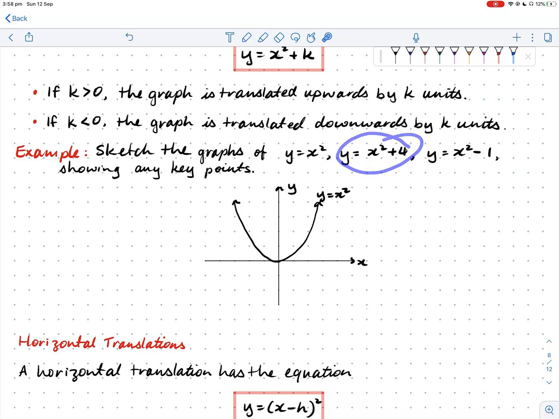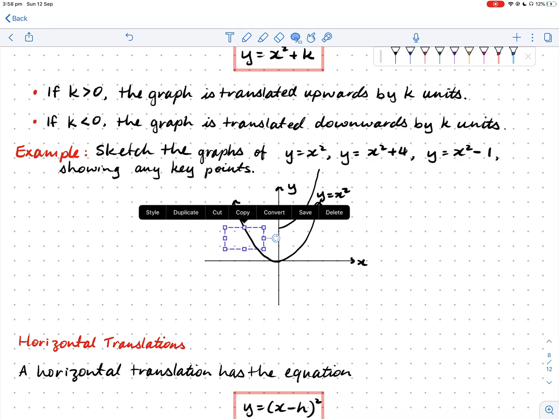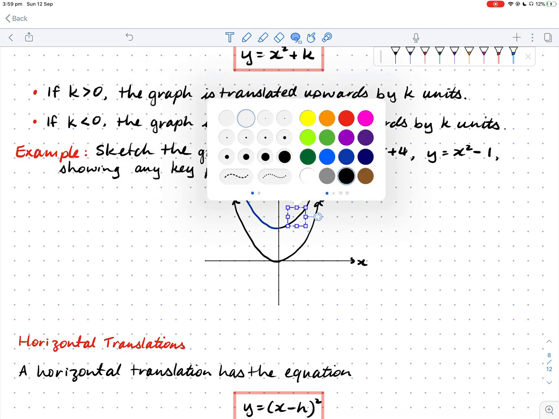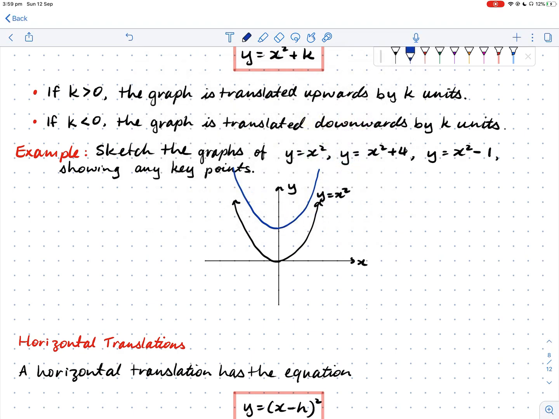If I need to draw x squared plus 4, the plus 4 tells me all the points are going 4 units upwards. So what I'm going to do is copy my graph. I've only got half of it, I'll draw the other half in a moment. I'm going to move that 1, 2, 3, 4 units upwards, and that's going to be where my new position is. Then I can take the other side and do the same. 1, 2, 3, 4, it's going to pass through here. Let me just change the colors. That's going to be the graph of y equals x squared plus 4.